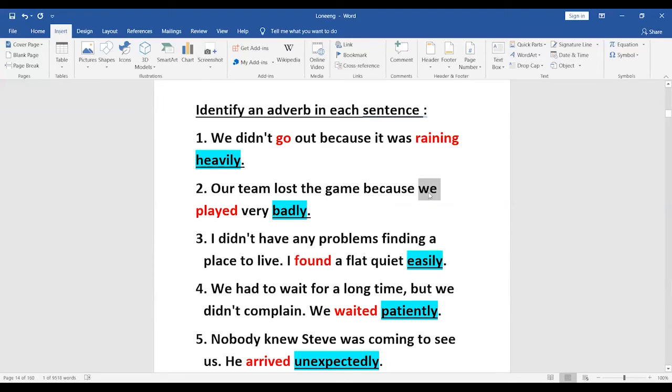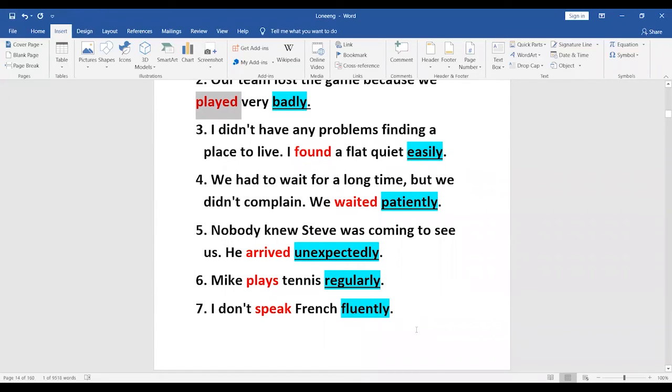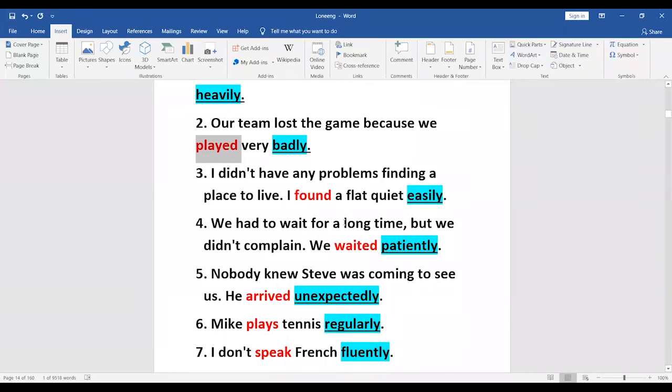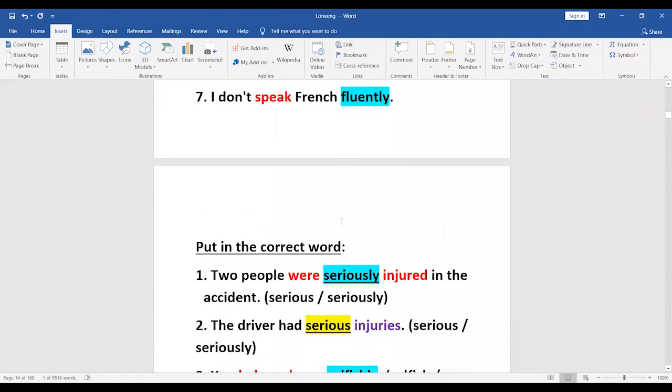Who played? We played. And how did we play? We played badly. So badly becomes the adverb here. Okay, the answers are given for you, but I want you to write them down, read them with the pronunciation, and practice at home so that you can use these correct sentences if it's necessary, right? Isn't that cool and awesome? So please practice them at home.